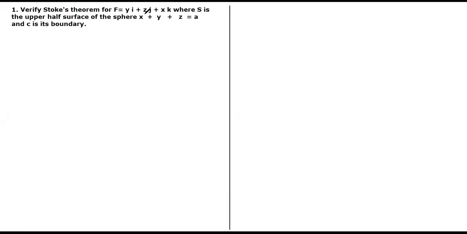So your surface is the upper hemisphere, x square plus y square plus z square equal to a square. Now let us draw this one.